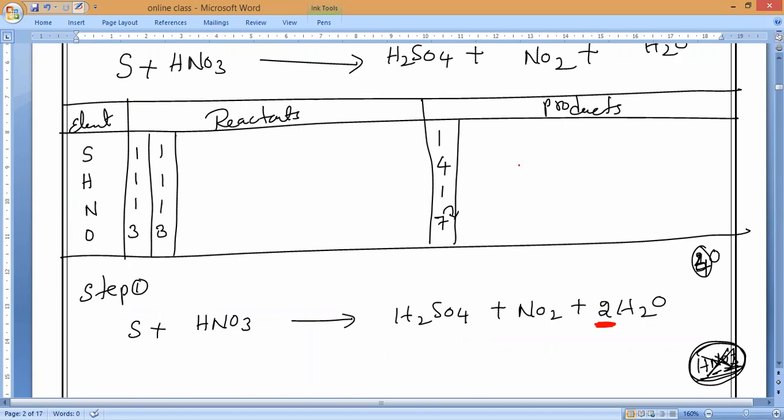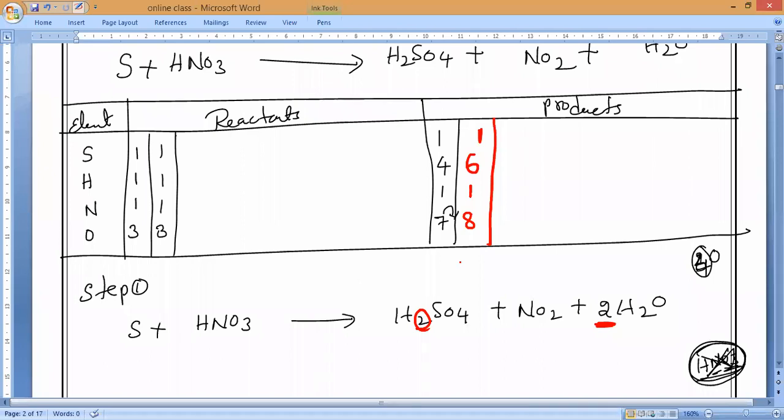Hydrogens have also become imbalanced. So sulfur is 1. Hydrogens how many? 2 plus 2, 2s are 4. 4 plus 2 how much? 6. Nitrogen no change, 1. And oxygen will become how much, guys? 8. Clear, everybody? Any doubt? Please let me know. That is what you have to remember.